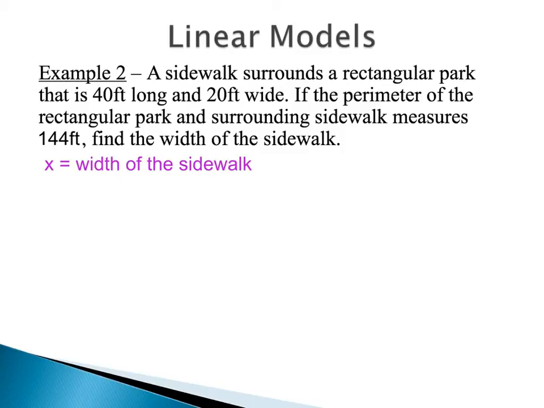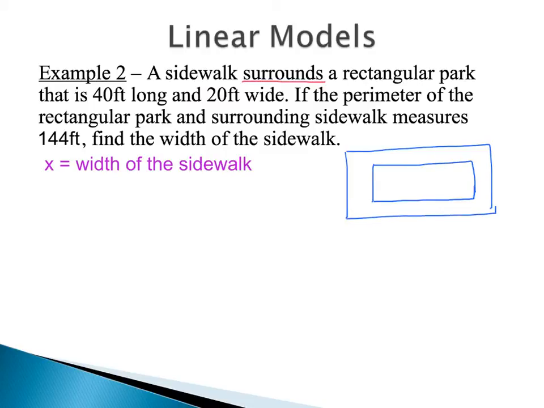So a sidewalk surrounds a rectangular park. Surround means that it's going to be going around the rectangular park. And the park itself is 40 feet long by 20 feet wide. So if we try to draw a picture of this, we have a rectangular park. And I apologize, that is not the most perfect drawing you'll ever see. But we have that the length of the rectangular park is 40 feet long. So inside we have this 40 feet and then by 20 feet.